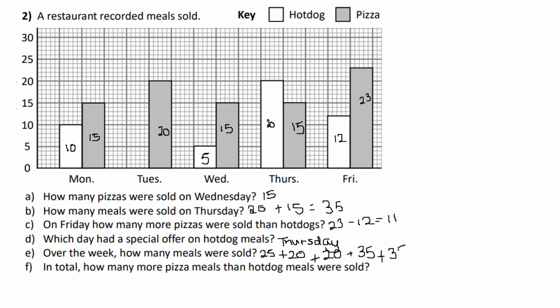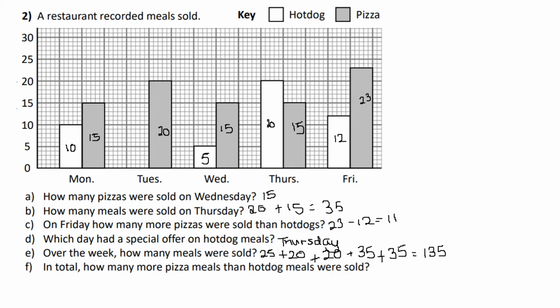So if we add these up, I'm going to do 35 and 35 is 70. 20 and 20 is 40. 40 and 70 is 110. And then add on the 25. So altogether 135 meals were sold in the week.